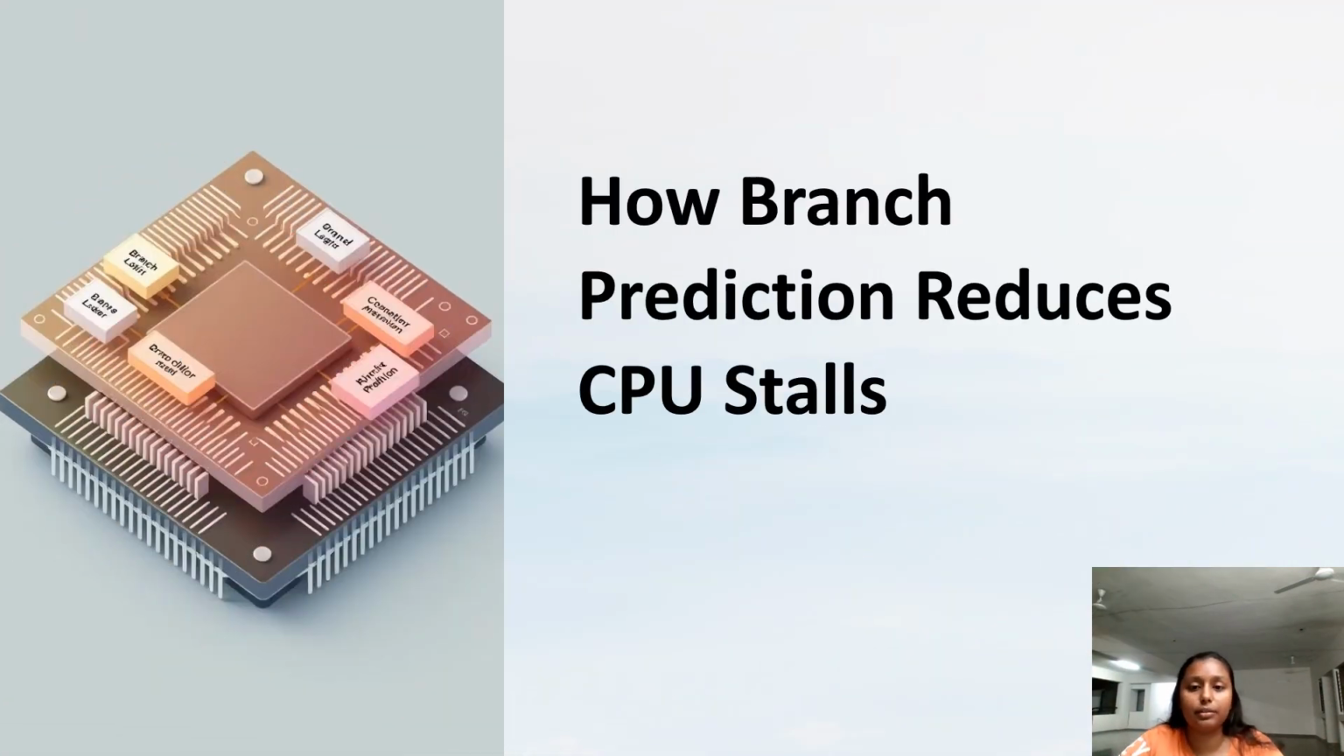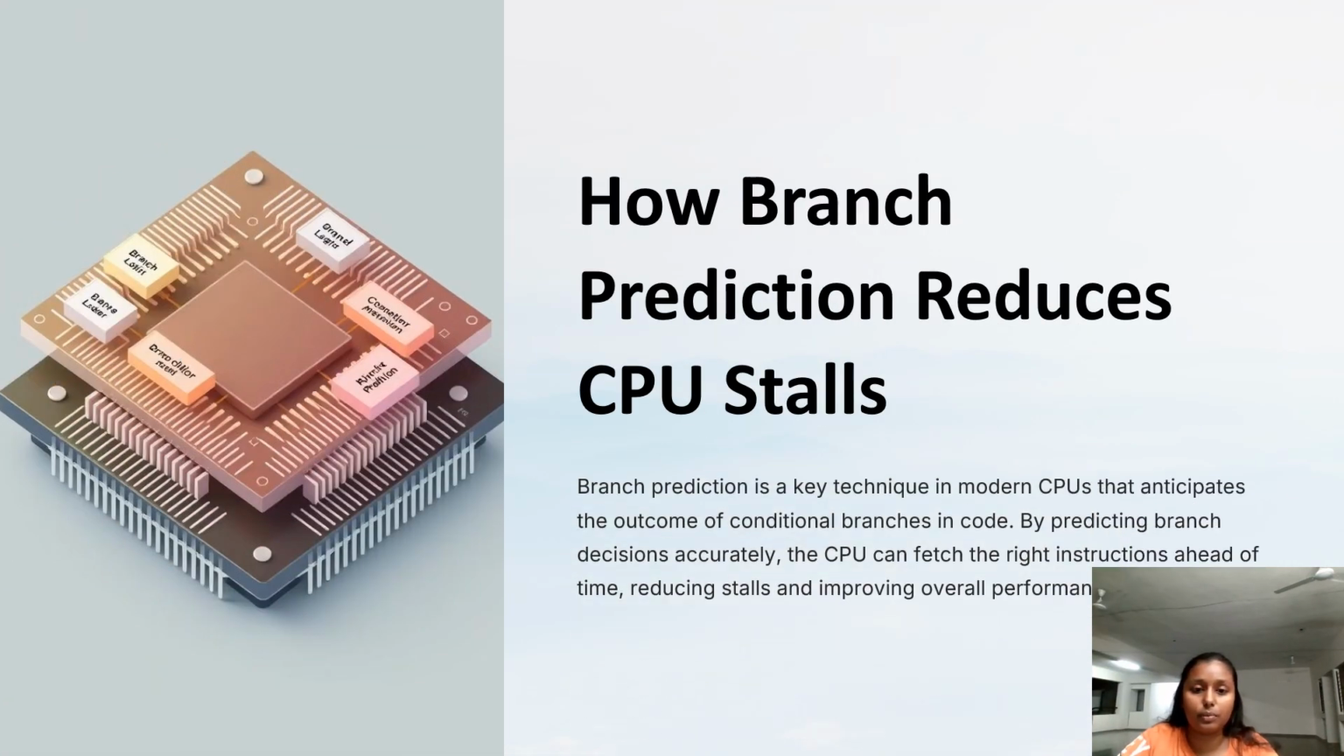How branch prediction reduces CPU stalls. Branch prediction is a key technique in modern CPUs that anticipates the outcome of conditional branches in code. By predicting branch decisions accurately, the CPU can fetch the right instructions ahead of time, reducing stalls and improving the overall performance of the processor.